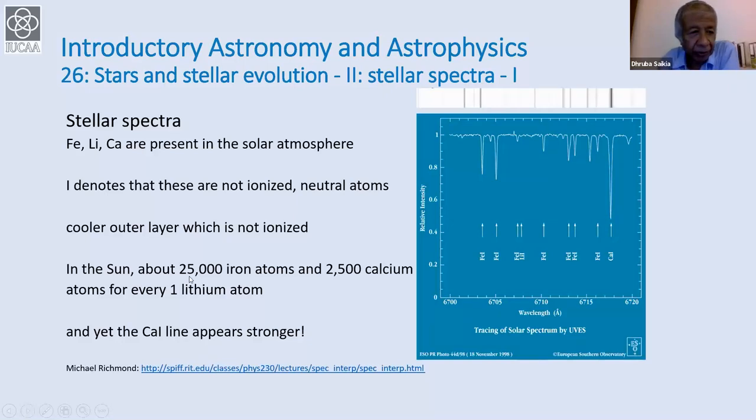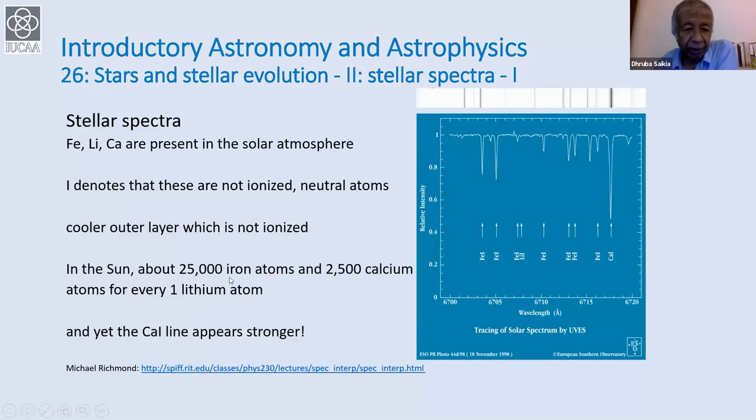Now, just a few more ideas to tell you about stellar spectra. The heavier elements are also present, although the bulk of the star consists of hydrogen and helium, a whole lot of trace elements are present. Here I've shown you iron, lithium, calcium, which are present in the solar atmosphere. In this figure, you can see Fe I, Li I, lithium, then you can see calcium I. So just like H I is neutral atomic hydrogen, I denotes that these are not ionized, these are neutral atoms. They found the cooler outer layers, which are not ionized. Some years ago, there was also a report of water in the sun, not in liquid form, but in vaporized form, in some cooler area near a sunspot where water vapor was also detected.